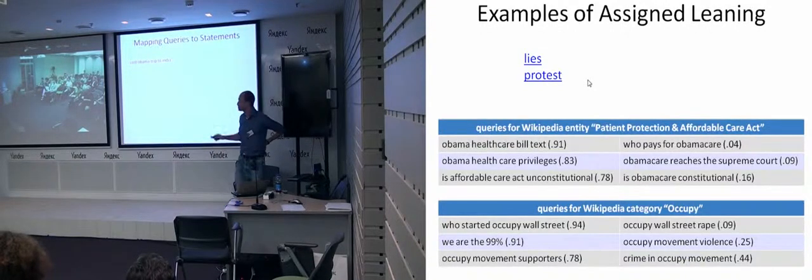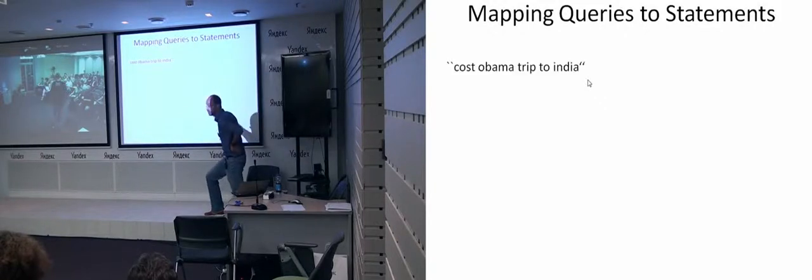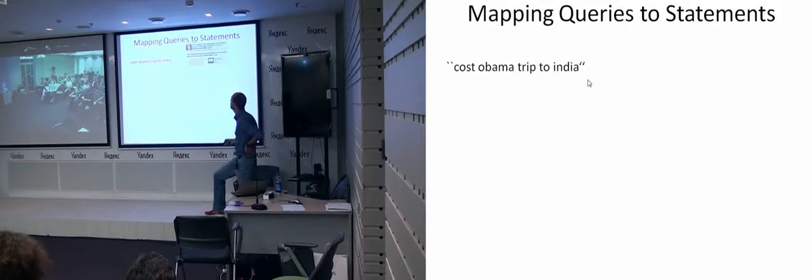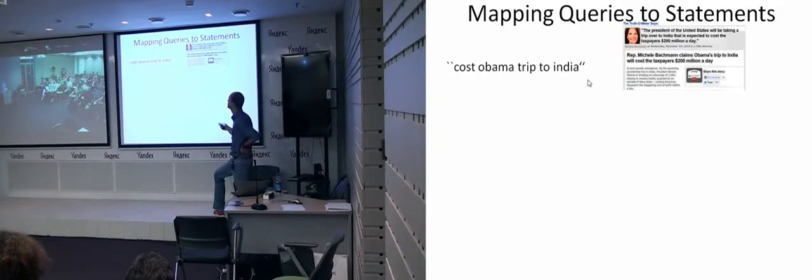So this was just for the individual queries. I mentioned before that we try to map queries to statements. I showed you one example about Obama's aunt. Here's another one: the query "cost Obama trip to India". This query was actually triggered, and in this case it's very nice because it's really triggered by this statement.